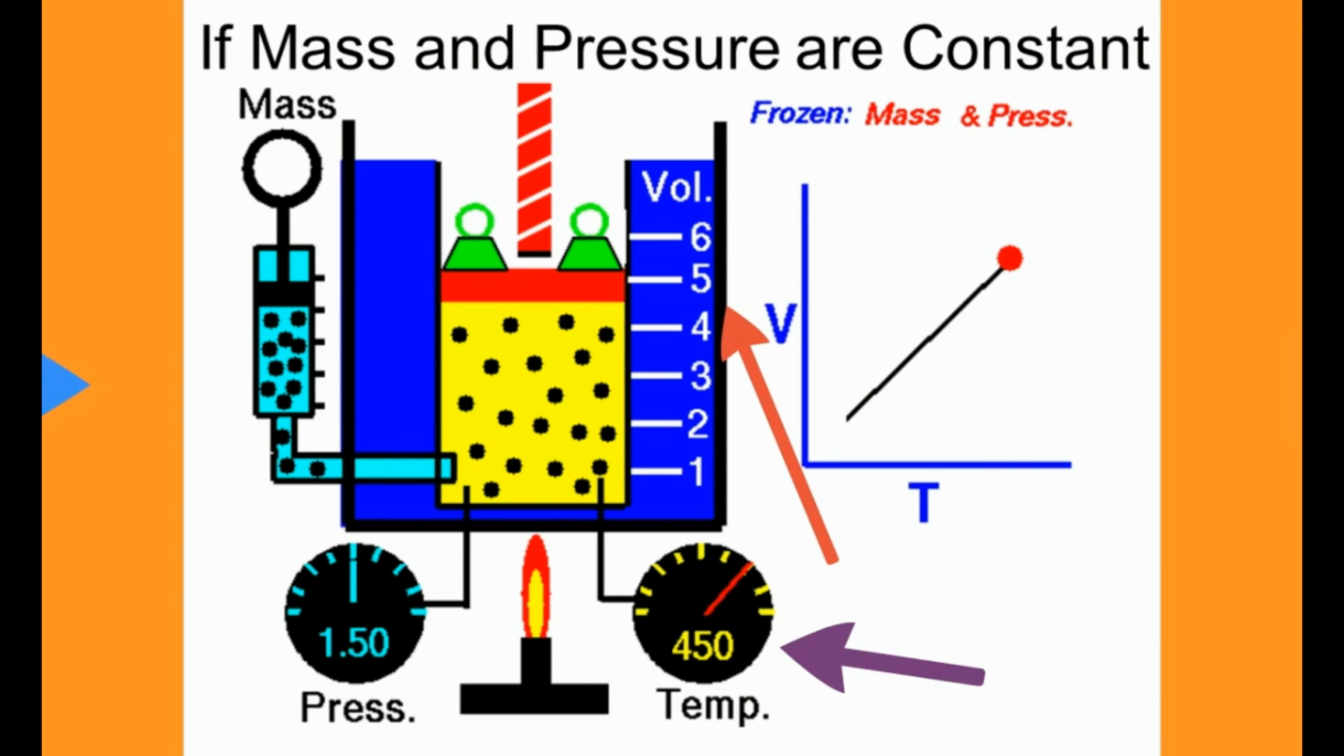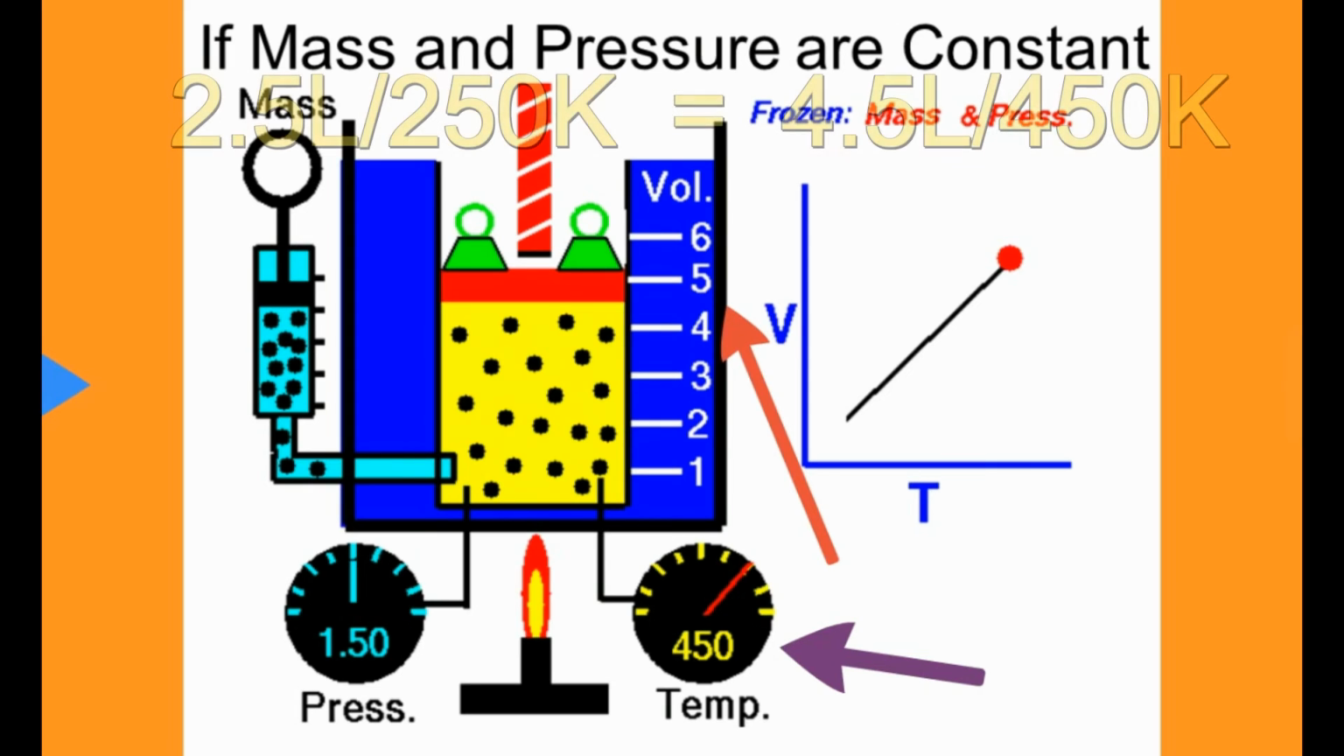Okay. So let's watch what happens as we increase the temperature. So we increase the temperature to 450. Okay, where'd the volume go up to? 4.5. Is that a coincidence? I don't know. Let's find out. So how does this law work? If you plug this into this side and this into this side, they should be equal to each other. Just two of them. And if they are, the law works. Plug it in. See what happens. 2.5 over 250 is equal to 4.5 over 450.